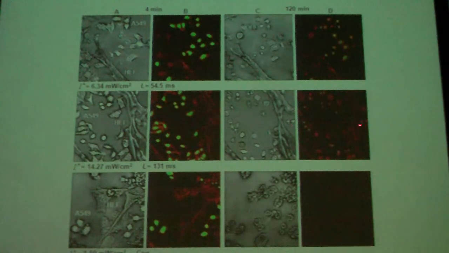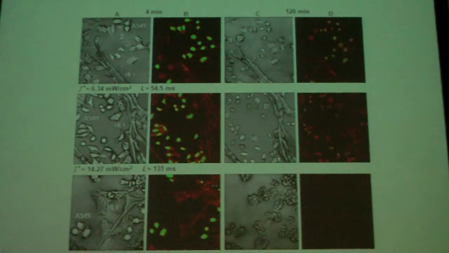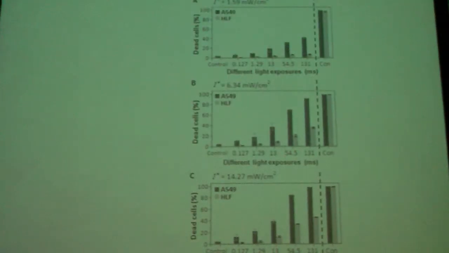In the second part, you can get the same result, but with a higher percentage of deaths among the cancer cells, and the normal cells are still alive. In the last one, which is the continuous excitation, you can find that both cancer and normal cells are dead after the treatment. Now the percentages of deaths among the cancer and normal cells.